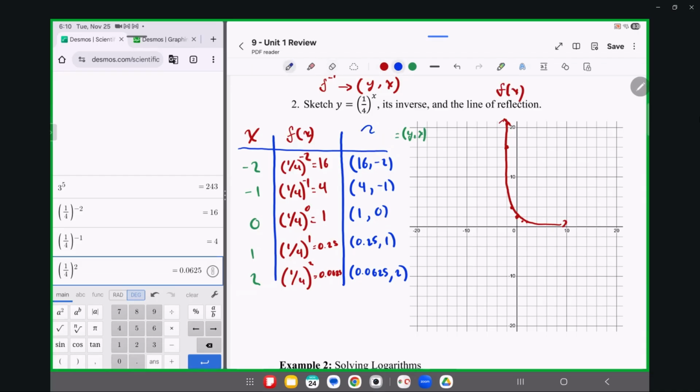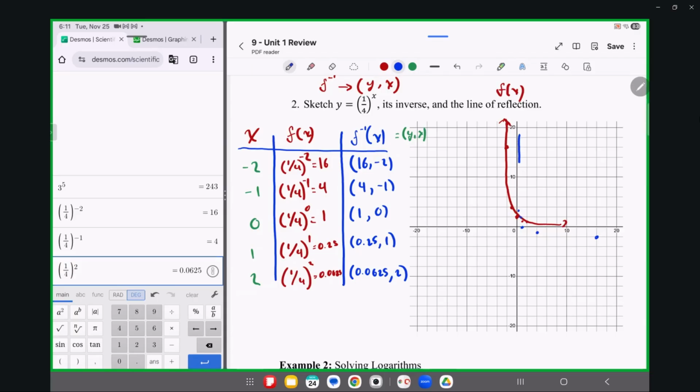We'll color code this. Our inverse will be the x and y values switched. So instead of negative 2 comma 16, we're instead going to have 16 comma negative 2, which would be here. The next point will be 4 comma negative 1, so that'll be about here. Next one will be 1 comma 0, so it'll be about here. The next point will be 0.25 comma 1, so it's about there. And then we try to get as close as possible and so forth.